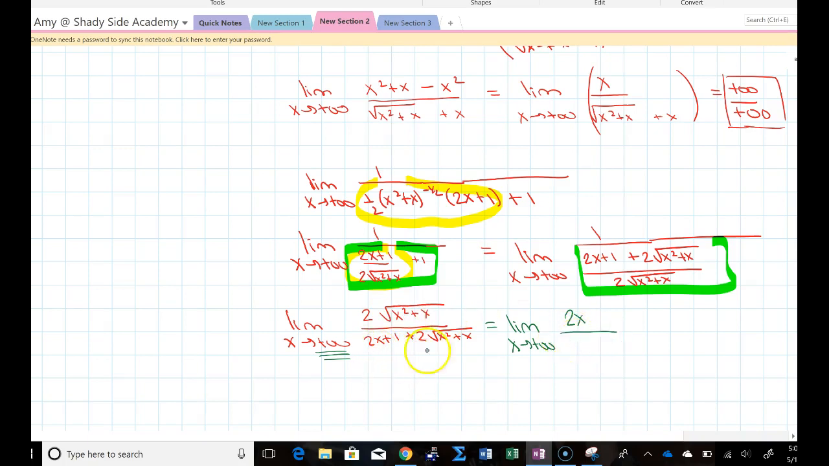Downstairs, there are 2 dominant terms. 2x plus, that's the 2x here, plus there's a 2x here. And this becomes the limit as x approaches positive infinity of 2x over 4x, which equals 1/2. Okay? So that's enough for indeterminate forms of this type.